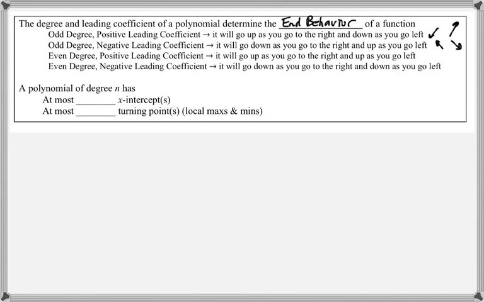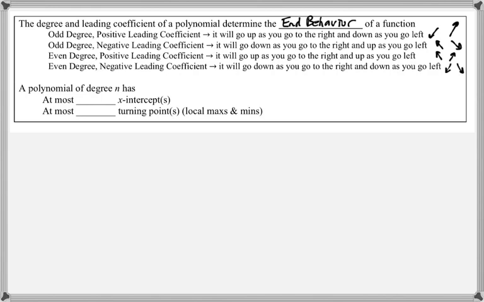Even degree, positive leading coefficient, it will go up as you go to the right and up as you go to the left. And then the last case is if it has an even degree and a negative leading coefficient, it will go down as you go to the right and down as you go to the left.